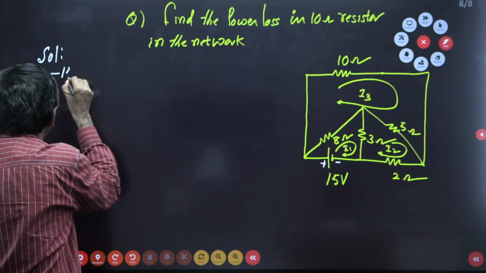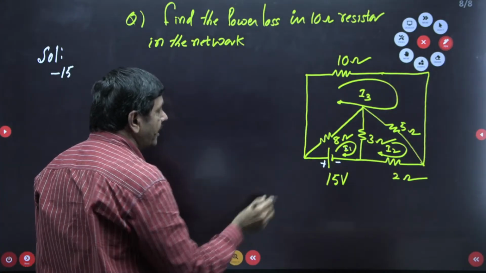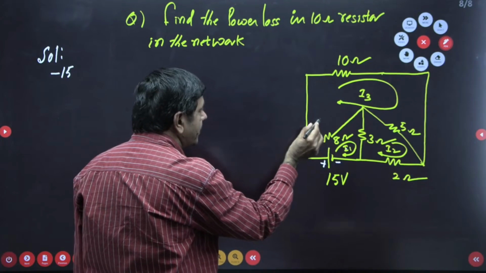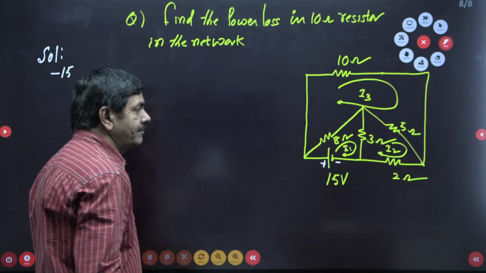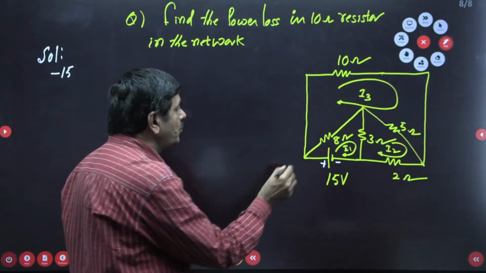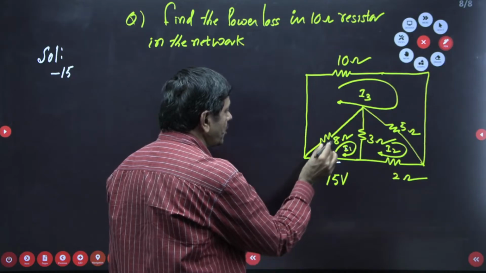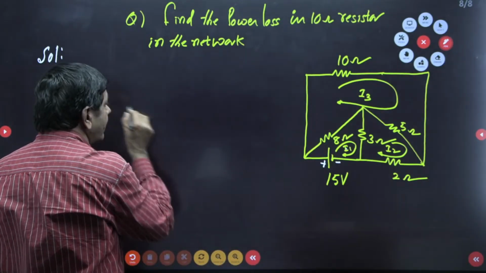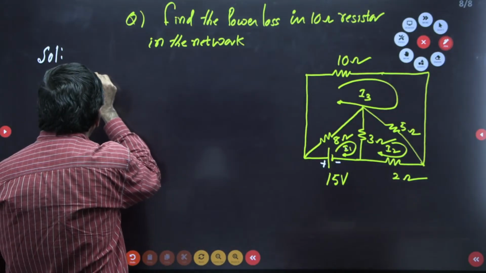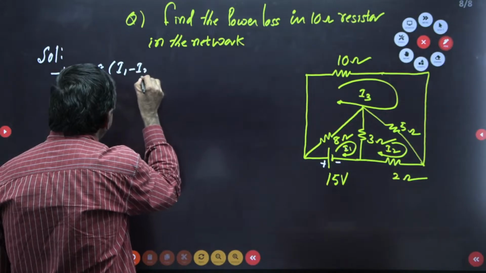Minus 15. When I go this side, the drop across the 8 ohm, which exists between this loop and this loop, is 8 into I1 minus I3. Don't take I3 minus I1, because whenever this loop is considered first, you must take this current minus the other current. So 8 into I1 minus I3, plus 8 into I1 minus I3 I can put here now.